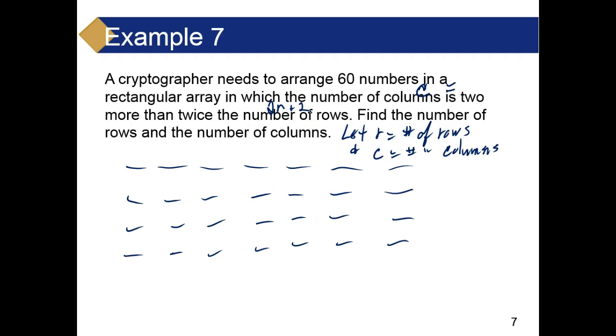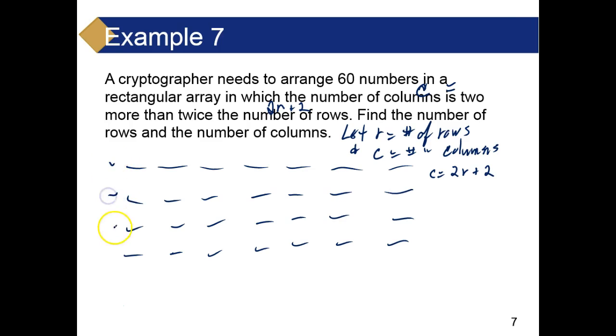I like it. So here we have a phrase in the sentence, and we've written it as a mathematical sentence. C, the number of columns, is equal to 2 more than twice the number of rows. 2R is twice the number of rows. 2 more than that is 2R plus 2. So let's write that down a little neater down here. C is equal to 2R plus 2.